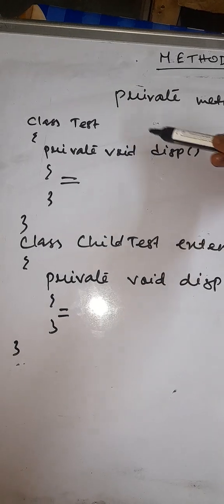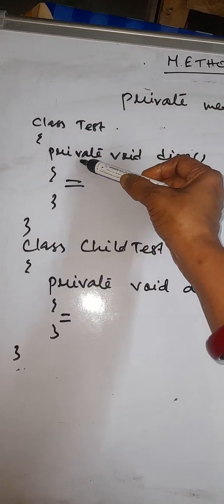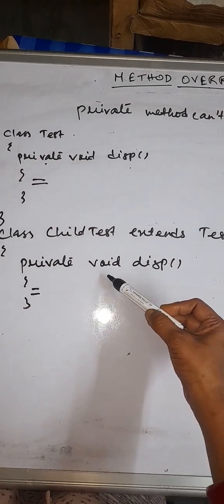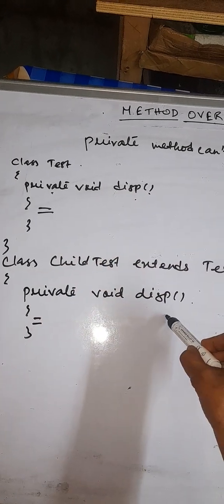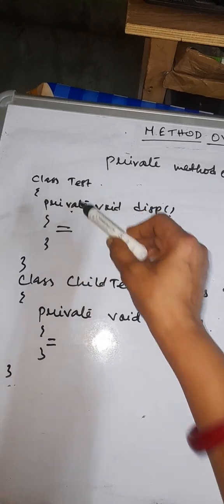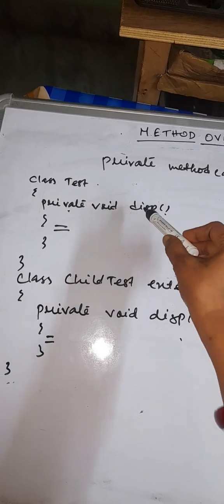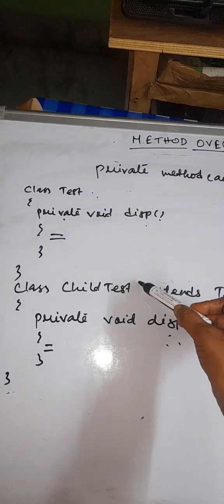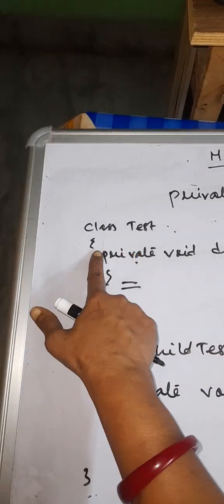Now you see, this is a display method within the base class, which I declared as private, and within the child class I declared one more private method. This one is not an overridden method of the private class, a test class. Why? Because this is a private method. A private method can't be overridden within the child class. So this display method is an individual method of the test class, and this display is also an individual method of the test class.